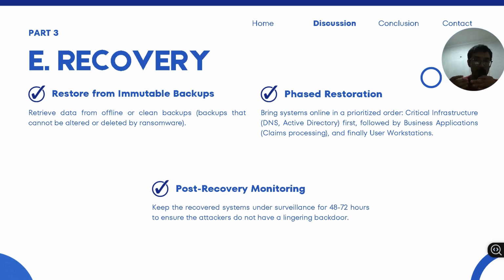And the second one, we can also perform phased restoration, which is we do not bring the systems online all at once, but we bring them online in prioritized order. First is critical infrastructure like DNS and Active Directory, then we follow with business applications like claim processing, and finally the user workstations. After that, we also perform post-recovery monitoring, where we keep the recovered systems under surveillance for 48 to 72 hours, or 2-3 days, to ensure the attacker does not have a lingering backdoor.